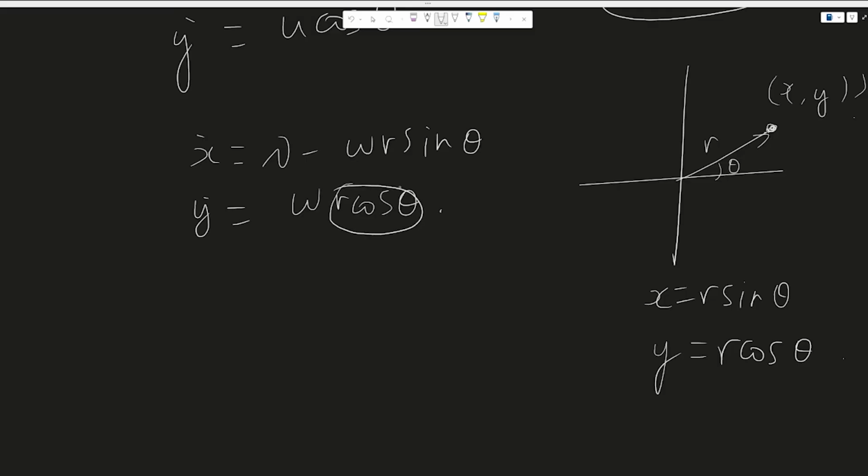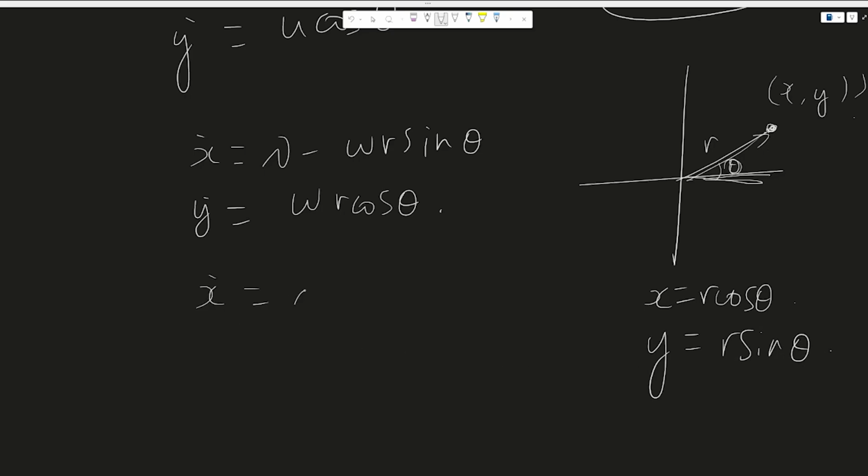So see, we have y here and we have x here, so we can again rewrite this. So x dot equals v minus omega x. Oh sorry, here x is r cosine theta, because this is r and this is theta. So adjacent over hypotenuse, x is r cosine theta, and y is just r sine theta. And so now x dot is v minus omega y, and then y dot is just omega x. And so now we have these.